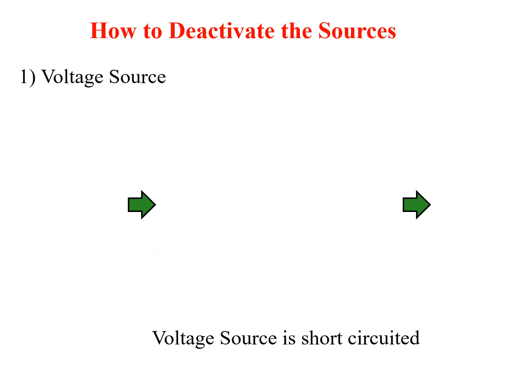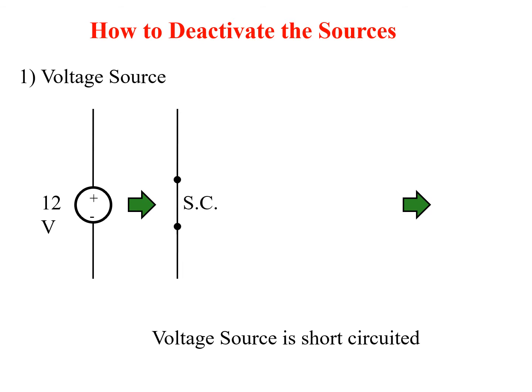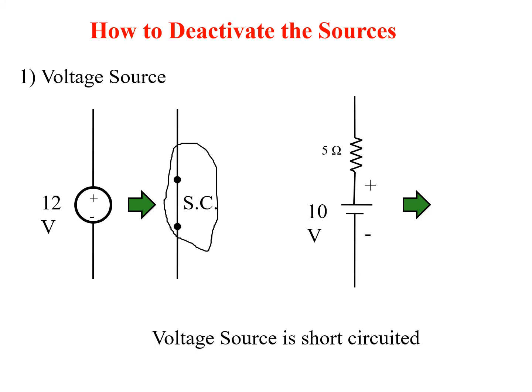Now, as I have told you, in the statement we have to deactivate the sources. How do we deactivate the sources? First, the voltage source. In the first diagram, I have considered an ideal voltage source whose value is 12 volt. So how do we deactivate the source? Like this, just by making a short circuit here. Because the internal resistance of a voltage source is 0, it can be replaced with the help of a short circuit.